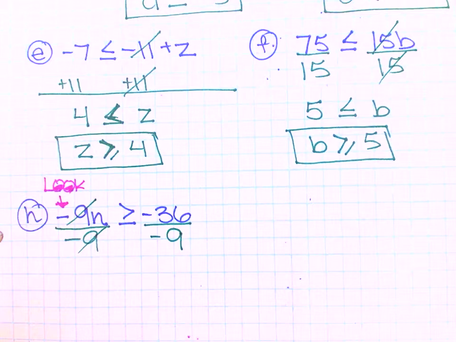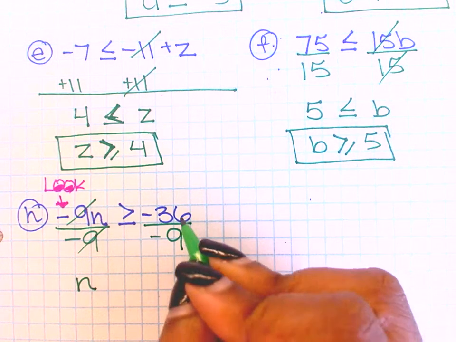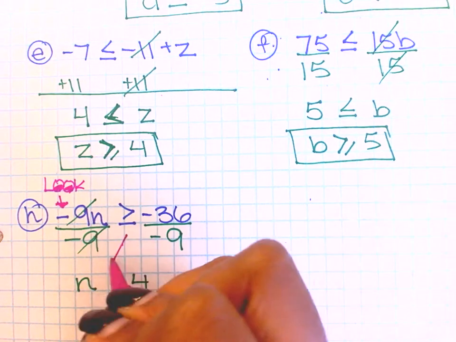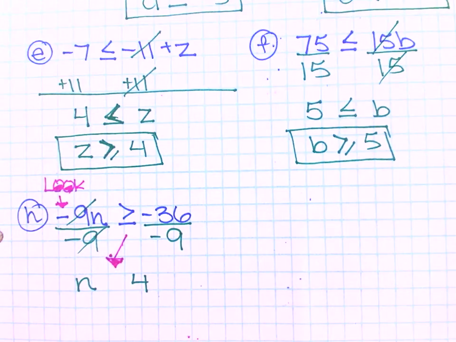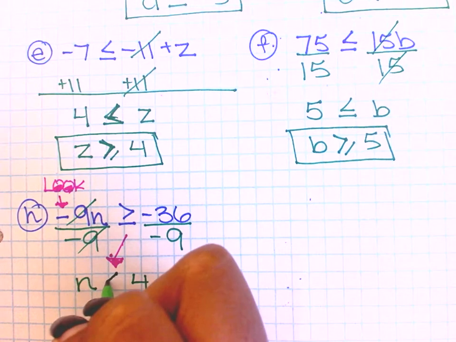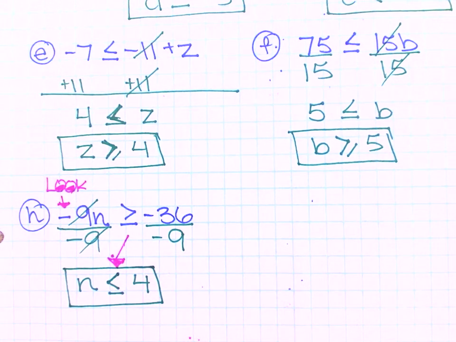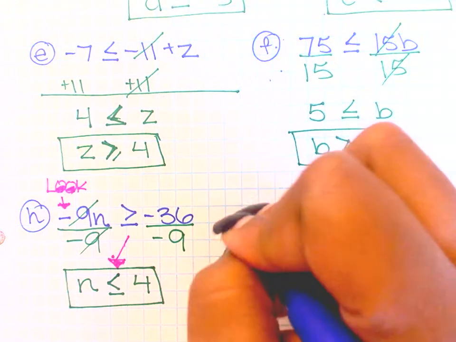So 9 and 9 cancel. I'm left with n. 36 divided by 9 is 4. But because I saw this negative sign, I'm dividing by a negative, which is less than 0, my sign had to change. So now it's going to be less than or equal to 4. So you have to pay attention to that. If you divide by a negative, or if you multiply by a negative, you need to switch the sign. Okay? Let's try letter I.